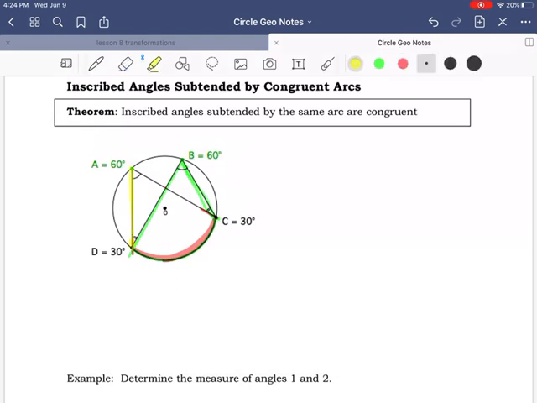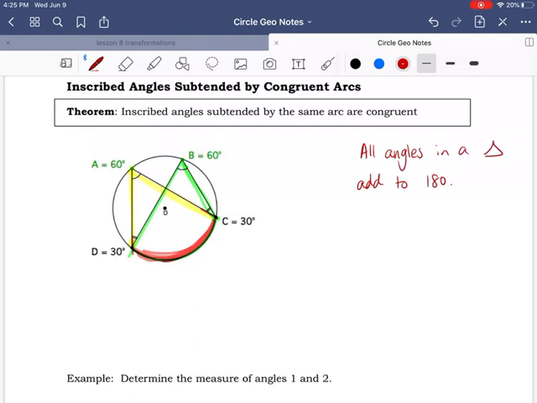Yellow. So we've got this angle, which finishes off with this arc. And then we've got the green, which also has the exact same arc. What we find is this angle is 60, this angle is 60, this is 30, and that's 30. And we can actually figure out the other angle too. The idea is that all angles in a triangle add to 180.